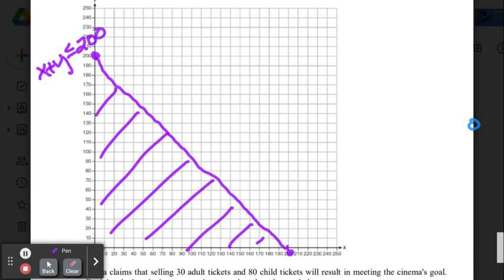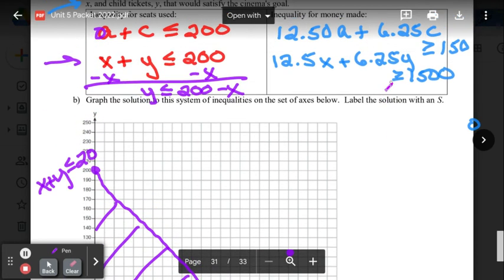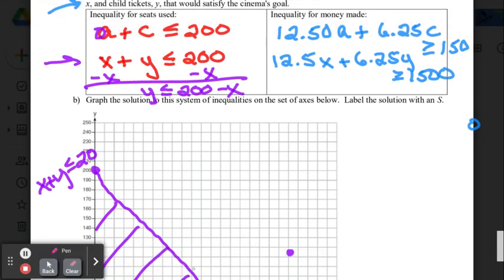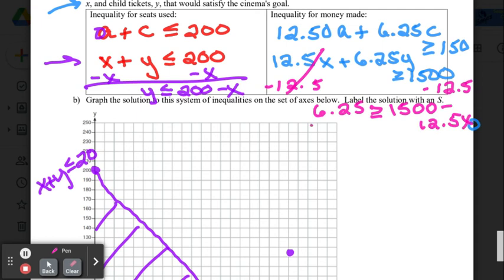So now I'm going to scroll back up, and I'm probably going to kill the whole graph. Okay. Let's see, a different color. Let's do pink. I like pink. So I'm going to move my 12.5 over. Remember, because we had to get Y by itself. So I have 6.25Y greater than or equal to 1,500 minus 12.5x. Oh boy. And then I divide by 6.25. Divide this whole side by 6.25.